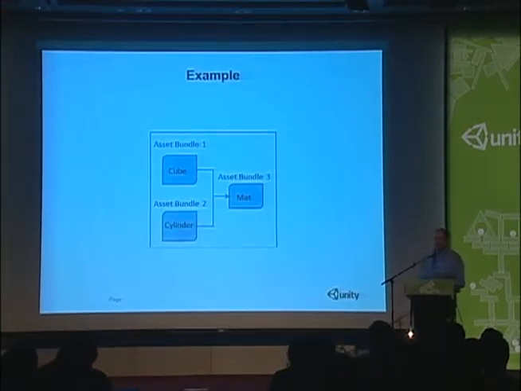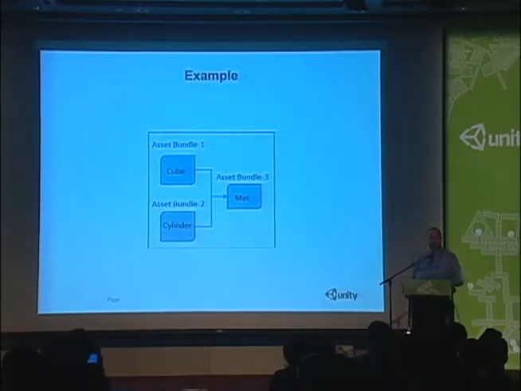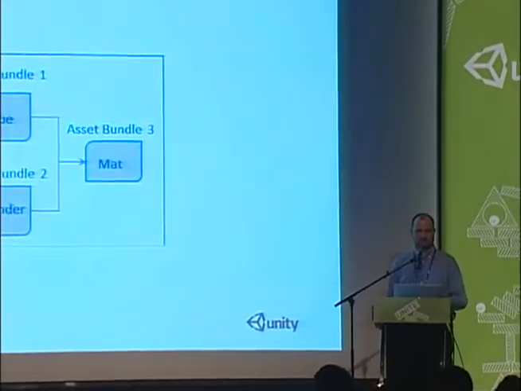So here's a very simple example. I have two models that share the same material. I want to have the two models in separate asset bundles. This is the simple sword and the awesome sword for my warrior that I want to be able to download as content if the user buys it with an in-app purchase. The thing they have in common is the material. And in order to avoid duplication, I want to have the material in an asset bundle by itself, so I don't use additional storage space.